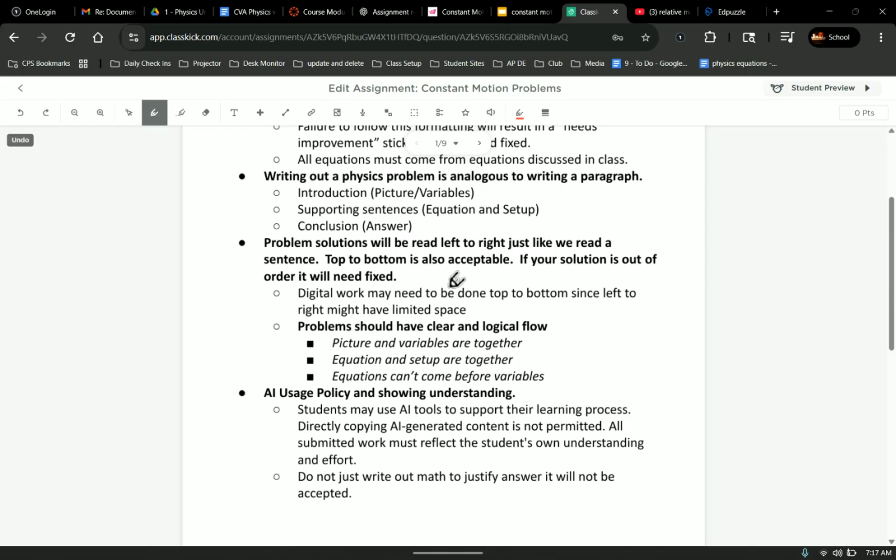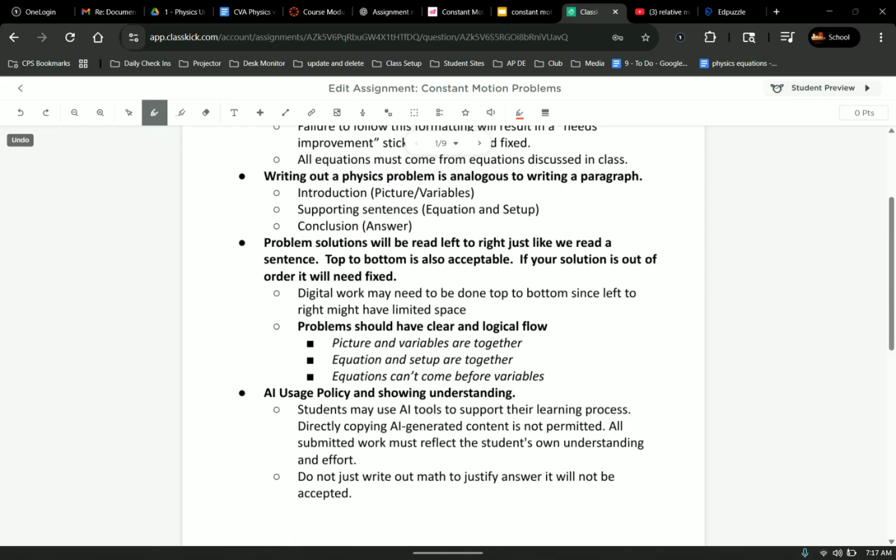So again, picture and variable should be together. That's one. Those go together. Equation and setup, those also go together. How you set it up is based on that equation. After that, you can do whatever math you want. You can rearrange the equation, you can solve the math outright, whatever you want. You don't have to write that stuff out.